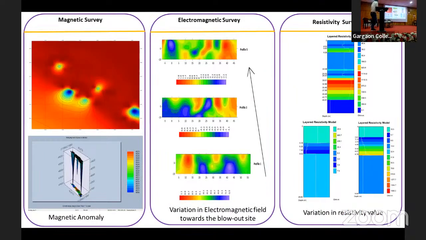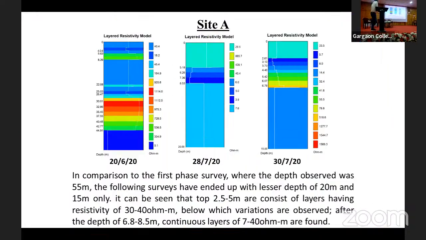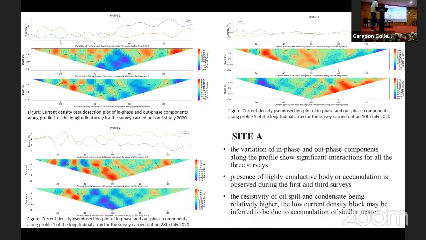Again, people can understand what a magnetic survey is. We conducted a magnetic survey, an electromagnetic survey, and an electric survey. From our survey, we concluded that there is no seepage of oil or natural gas there, because we do not find any abnormality. I am going into the details of the results of this study, as well as the more frequent electromagnetic study.